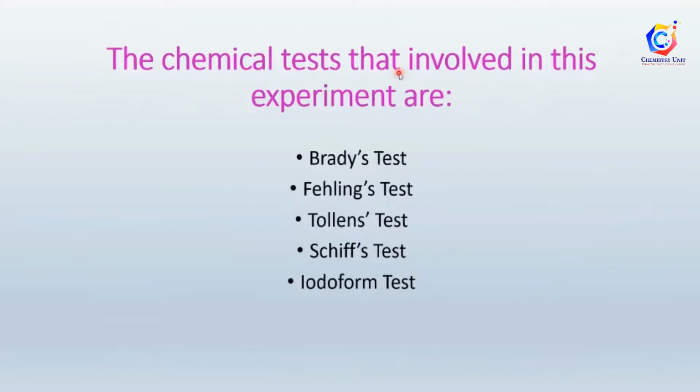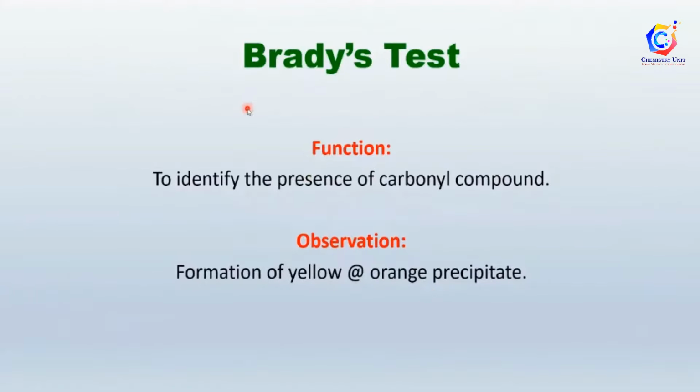And the chemical tests that are involved in this experiment are Brady test, Fehling test, Tollens test, Schiff test, and Iodoform test. Okay, let us look at the function and also the observation for each chemical test. Brady test is used to identify the presence of carbonyl compound, and the observation is formation of yellow or orange precipitate.